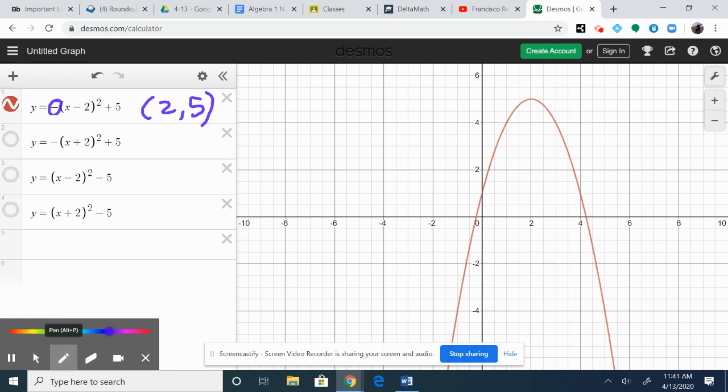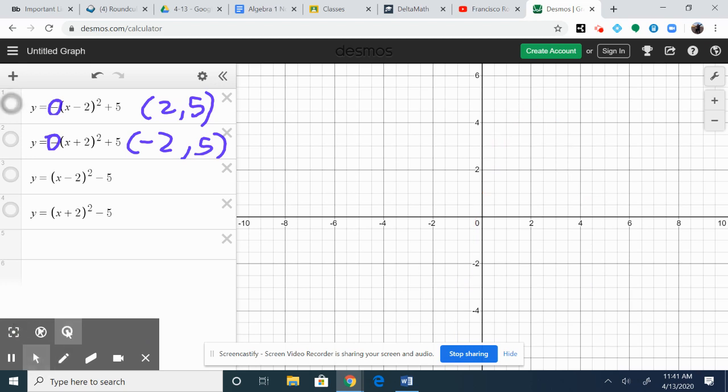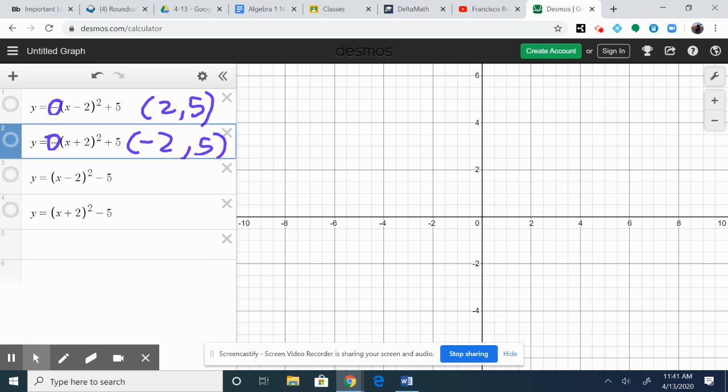Now let's go with our next one. The next one is (x plus 2) squared plus 5. So our vertex is going to be at the opposite, which is negative 2, and stays at positive 5. And our negative on the outside tells us that we are going to be looking downwards. So if we plug this in, we see that our vertex is at (negative 2, 5), and we are looking downwards.